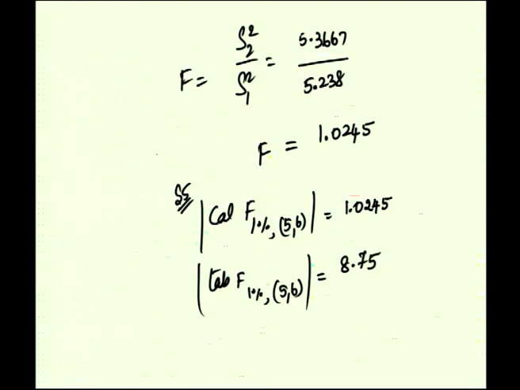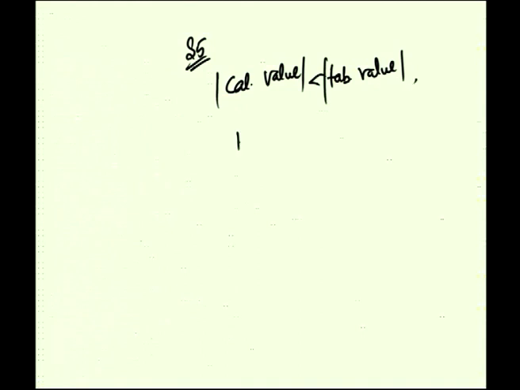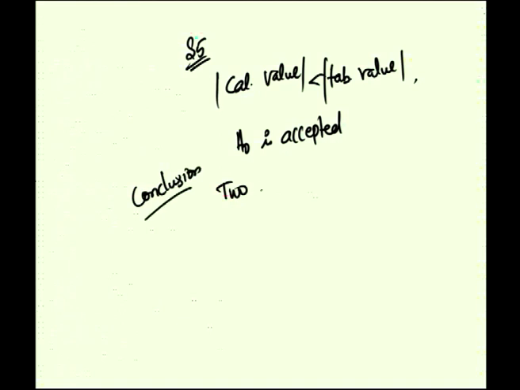Now, our calculated value is much lesser than the tabulated value. Therefore, step 5: the calculated value is lesser than the tabulated value. Therefore, H naught is accepted, which means, the ultimate inference for this problem is two horses do not discriminate. Okay, that is the conclusion.